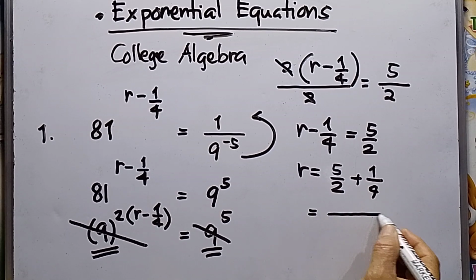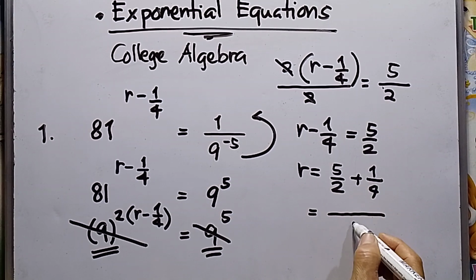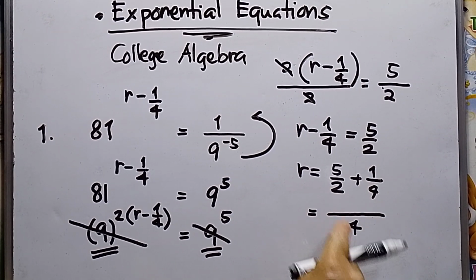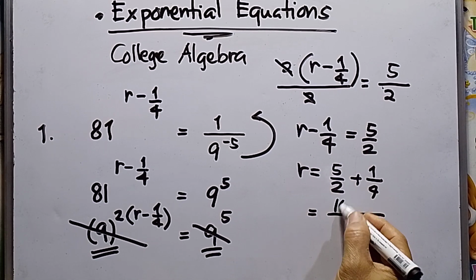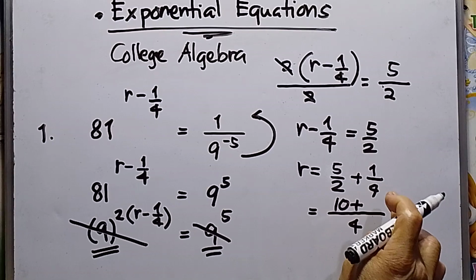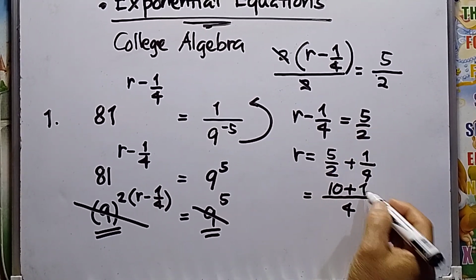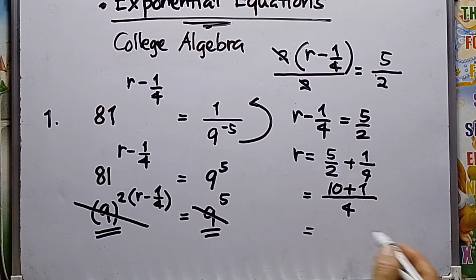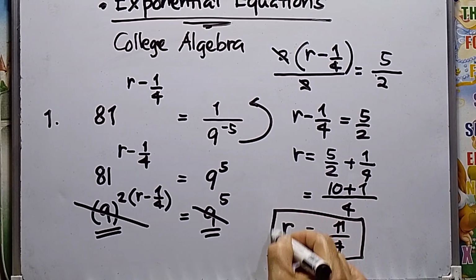Now, find the LCD between the denominators. So 2 and 4, LCD will be 4. 4 divided by 2 is 2 times 5 is 10. Then plus 4 divided by 4 is 1 times 1 is 1. So this will be 11 over 4. So my r is equal to 11 over 4.